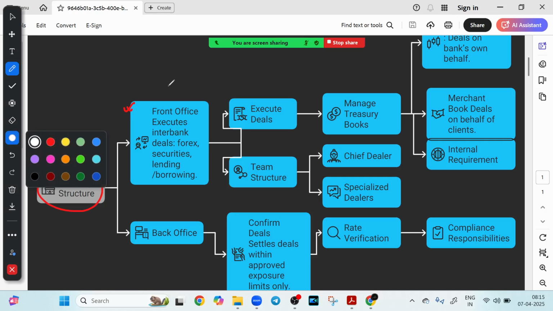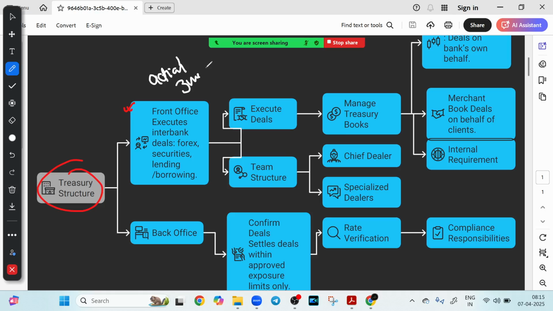The front office is like an action zone. That means this is where interbank deals are executed, whether it is forex, securities, lending or borrowing. Think of it like a command center where the actual trading magic happens. Further from here, two key functions unfold.